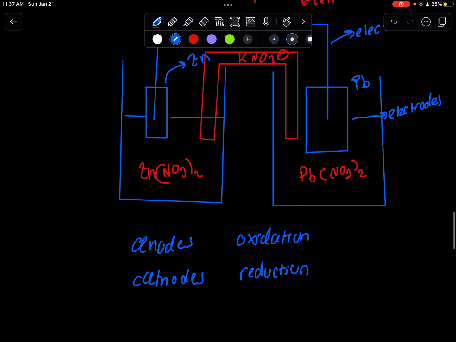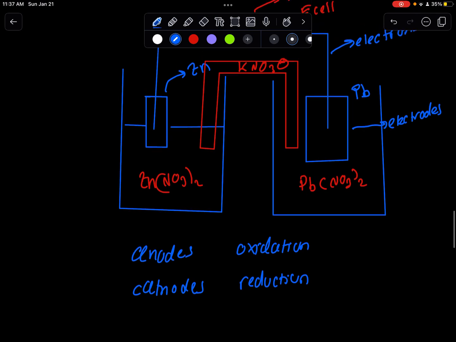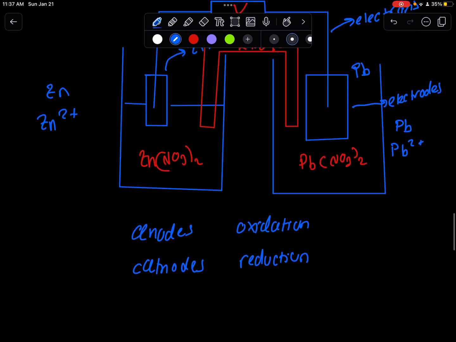We have two potential species in each one. We have zinc metal, which is in the electrode, and we have Zn2+. Likewise, we have Pb and Pb2+. At the anode, we're going to get oxidation. So, which species do you think is going to be becoming oxidized? Lead or zinc?